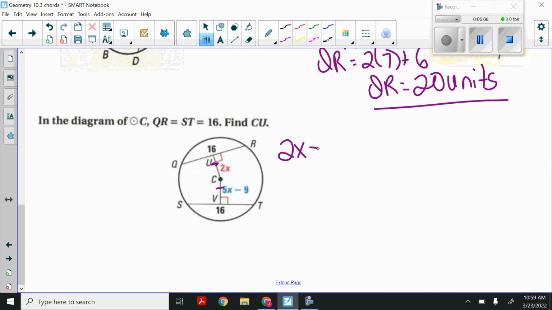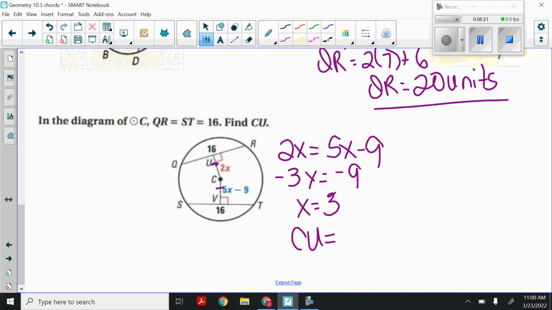So I would say 2x equals 5x minus 9. I'm going to subtract 5x over, so I get negative 3x equals negative 9. So x is equal to positive 3. So now if I plug that in, C to U is 2x, so 2 times 3. So I get CU is equal to 6 units.